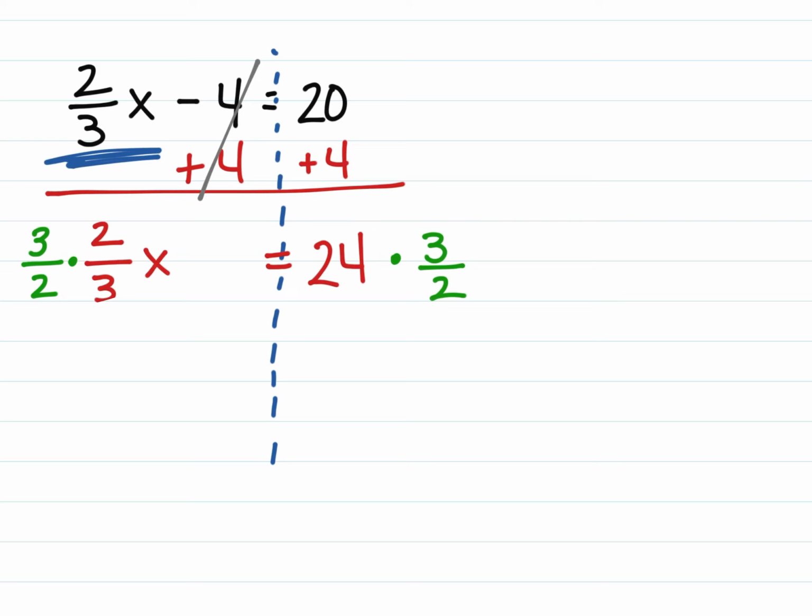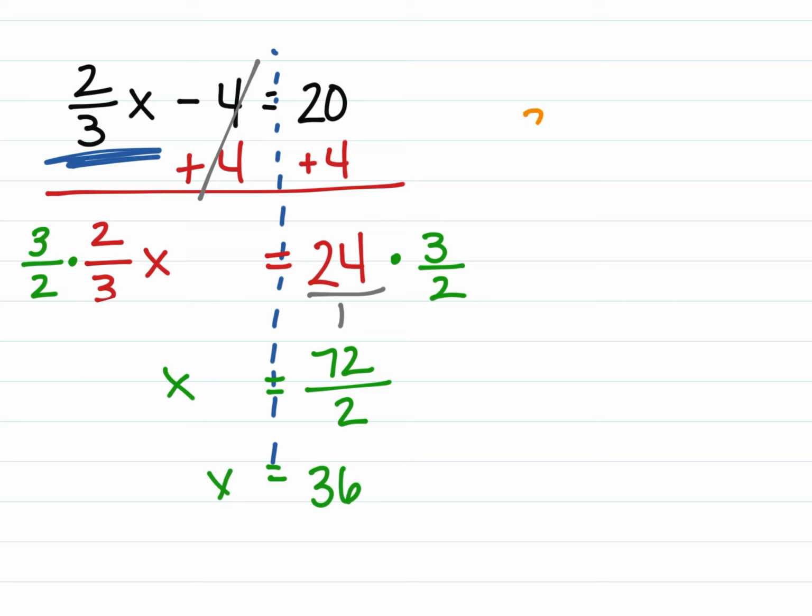2 times 3 makes 6, and 2 times 3 makes 6. But 6/6 is just 1. So really, I have 1x. Over here, 24 times 3 is 72, and there is an invisible 1 underneath the 24, and 1 times 2 is 2. Well, I can simplify that because 2 goes into 72 36 times. So x has to be equal to 36.